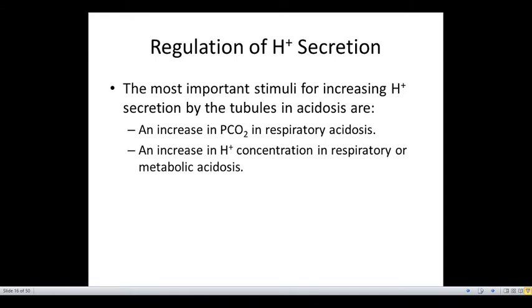The most important stimuli for increasing hydrogen ion secretion by the tubules in acidosis are: number one, an increase in partial pressure of carbon dioxide in respiratory acidosis, and number two, an increase in hydrogen ion concentration in respiratory or metabolic acidosis.